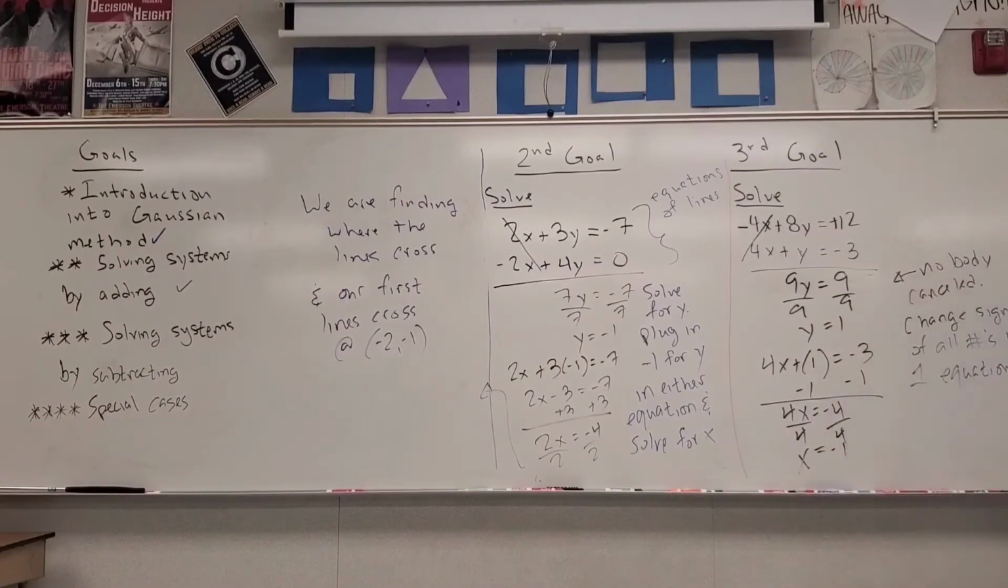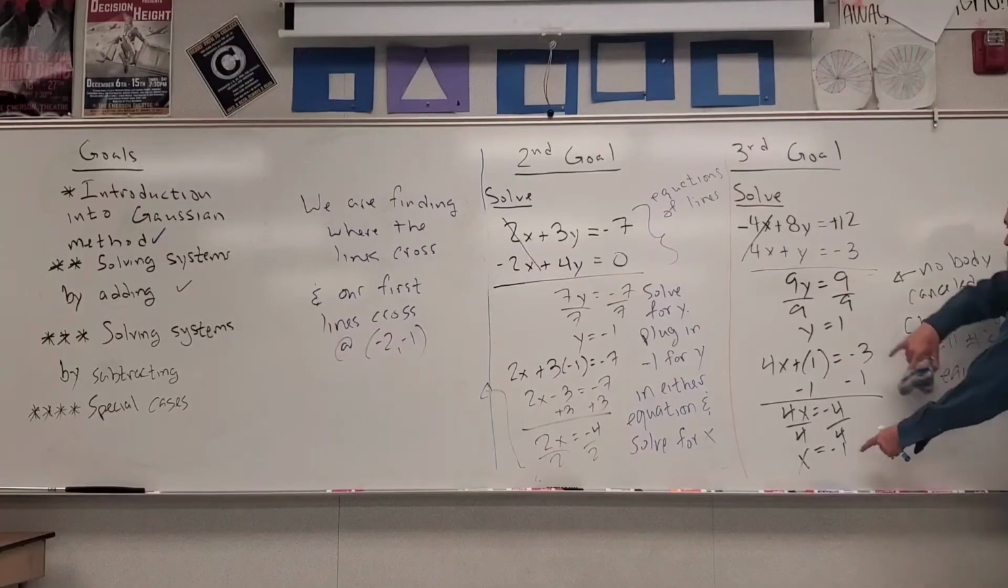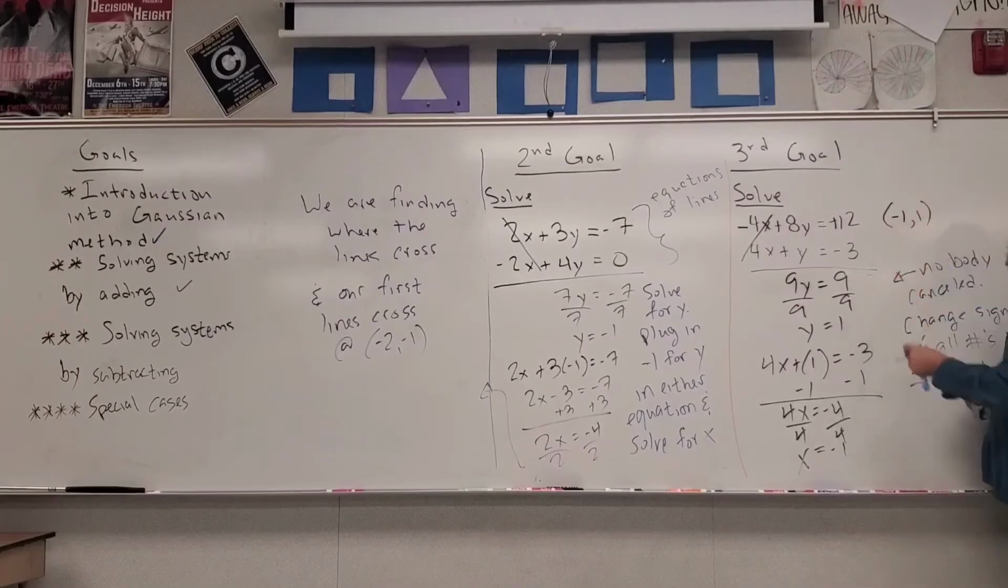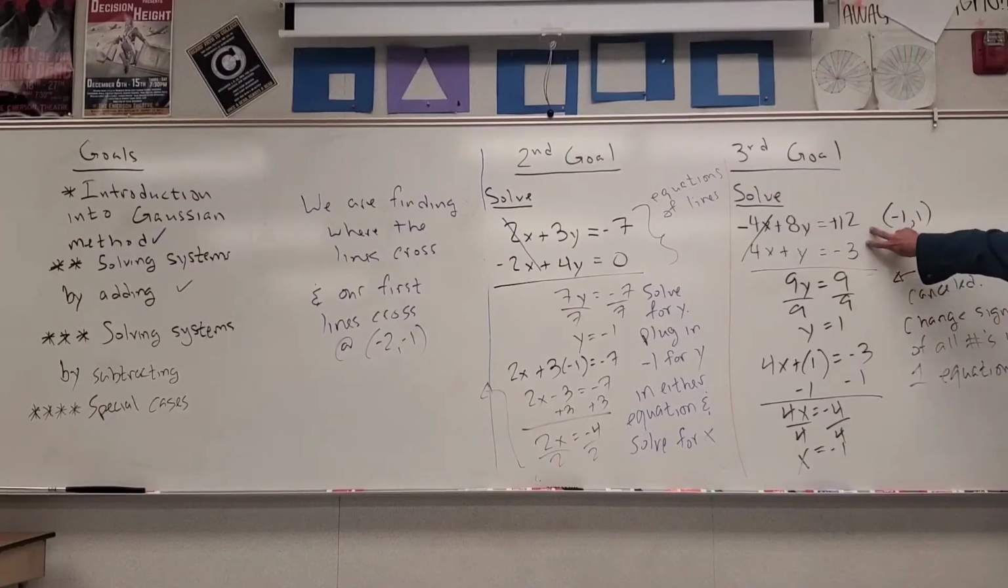So my ordered pair, or the point that both of these lines cross at, is that they cross at -1, 1. That is the answer to this problem. This is where both lines have the same point, which means that it's a solution to both. Okay?